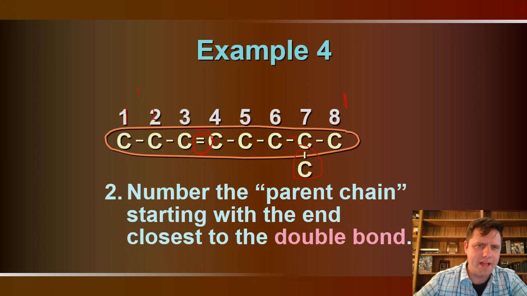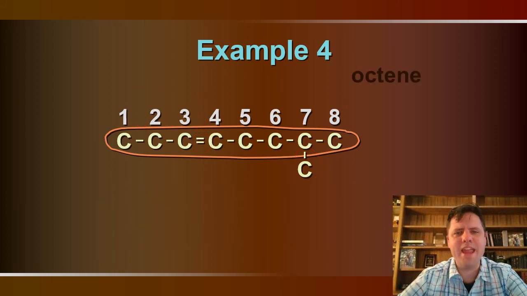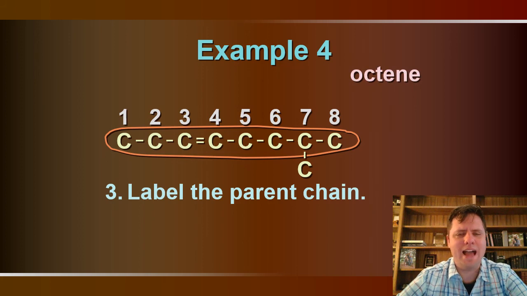We count the bonds from this side, looking at the bonds down below there. But we also then start counting the carbons from this side. Okay, so don't mix that up. Whenever you introduce a double bond or a triple bond, you start all the counting with the side closest to the double or triple bond. So in this case, we have 8 carbons, so it's octene.